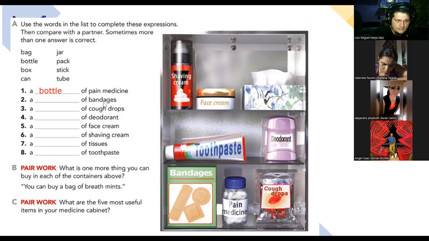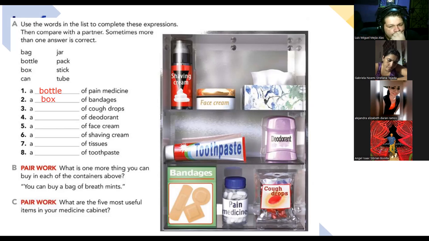What about bandages? In the picture, look at the bandages. Is that a bag? Is that a box? Okay. What is that? A box. Exactly, right? We can have a box. Yes, we can have a box of bandages. A bag of bandages. Very good.